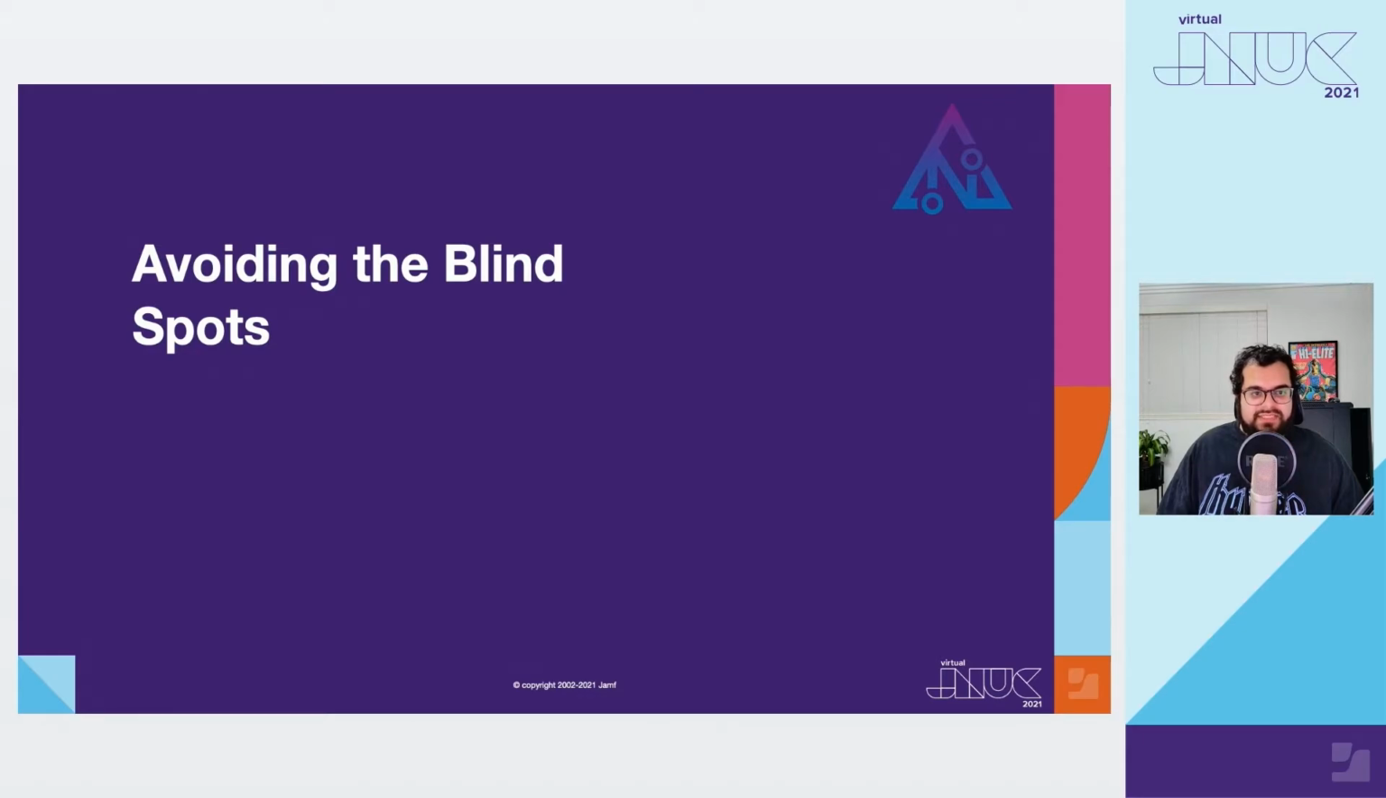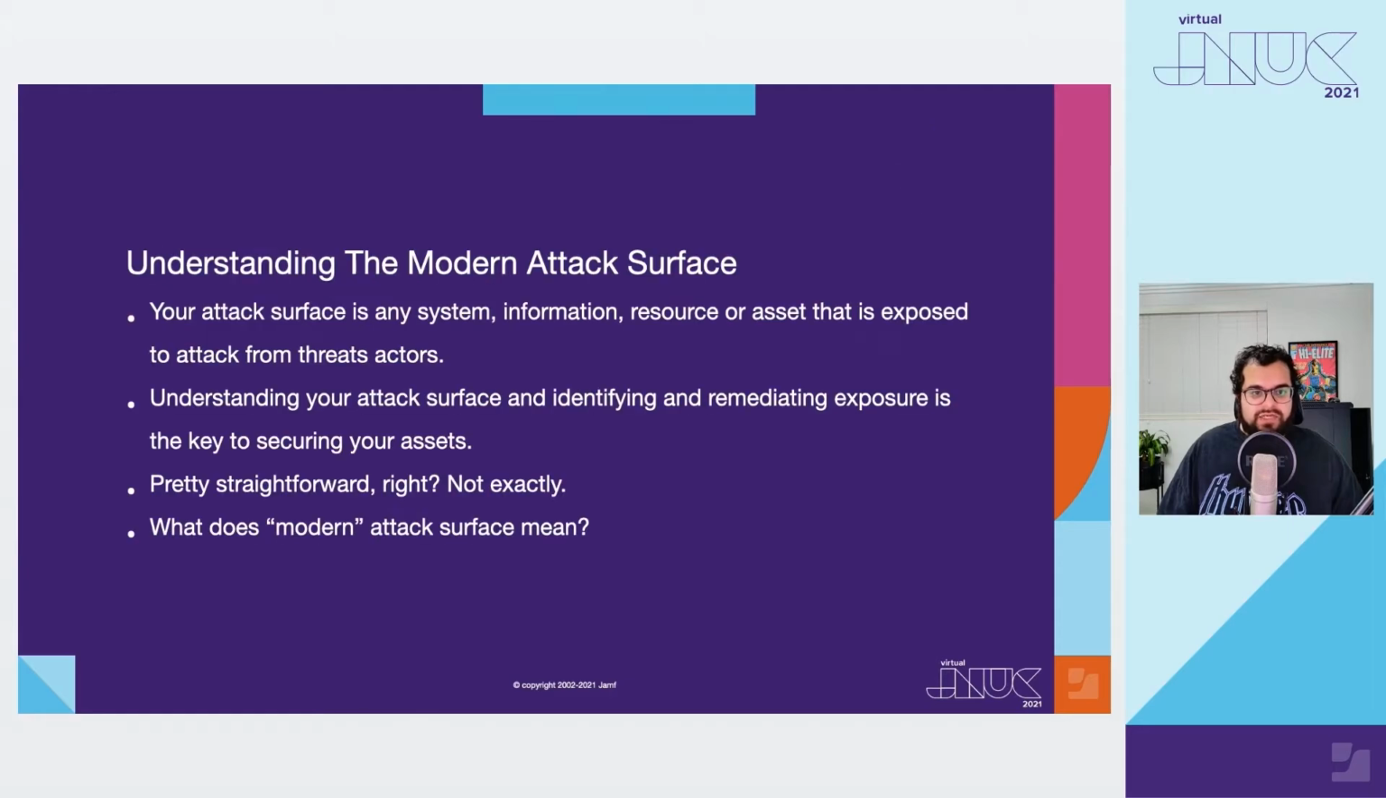So the first thing that I want to discuss in this presentation is avoiding the blind spots. And when I talk about that, I really talk about first understanding what the modern attack surface looks like. The modern attack surface is any system, information, resource, or asset that's exposed to attacks from threat actors. Understanding your attack surface and identifying and remediating exposure is absolutely key to securing your assets. That might sound straightforward, but it isn't exactly, because what does a modern attack surface really consist of?